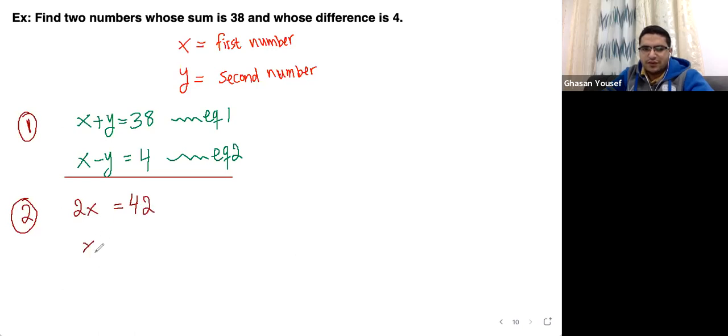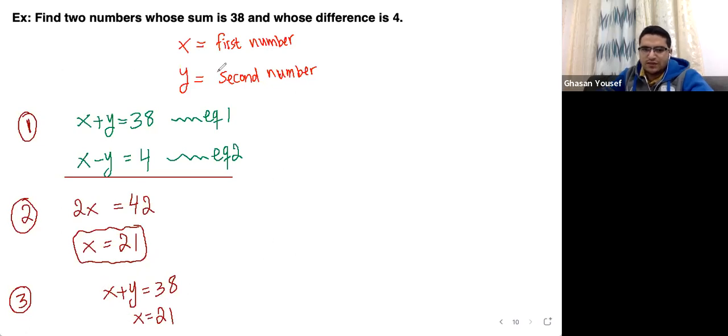Divide both sides by 2, you will get x equal what? 21. So I find the first number is 21. Now, to find the second number, we have to use one of equation 1 or equation 2. Whichever you want, it doesn't matter. So I'm going to use equation number 1. The third step is to back substitute: x plus y equal 38 and my x equal 21. So I'm going to plug this one inside the equation.